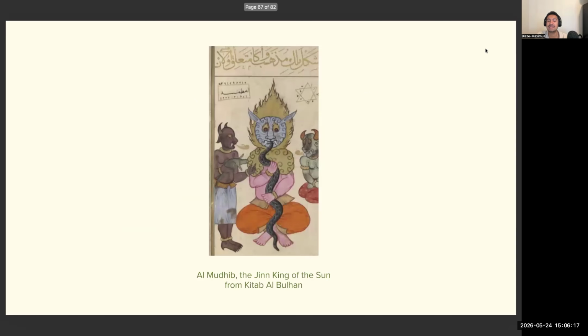And the Jinn king of the sun is Al-Mudhib. You can see here eating the snake with a little bit of halo. One of the Jinn known for alchemy in particular.